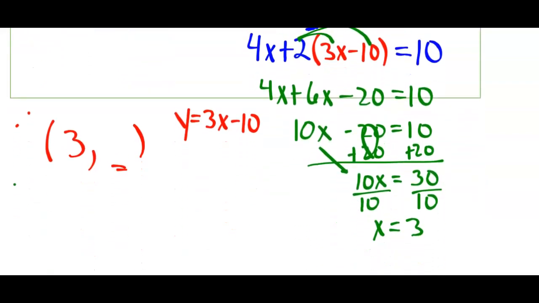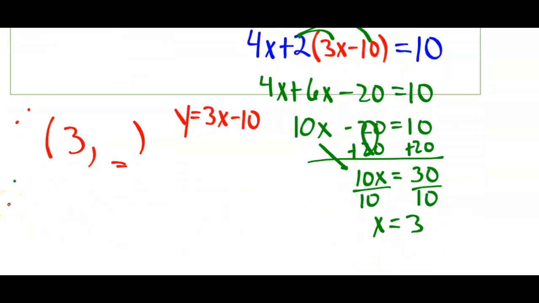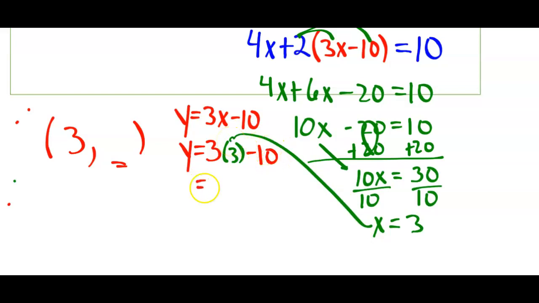And what am I going to do? I'm going to replace my x with my 3 from down here, right? Minus 10. This equals 9 minus 10. Y equals -1. And that's my answer. 3, -1.